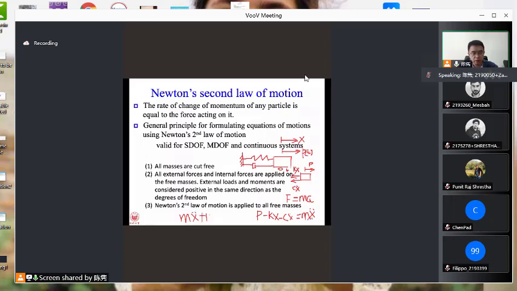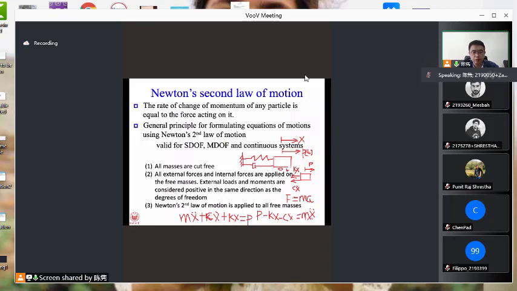The equation should be c x dot plus Kx equals P. So this is Newton's second law.